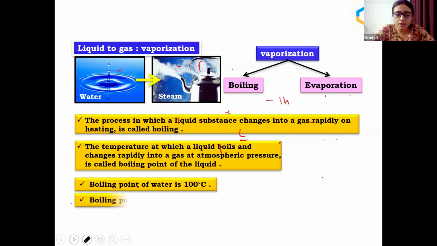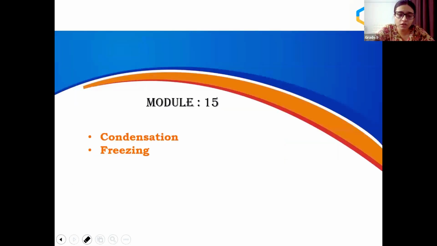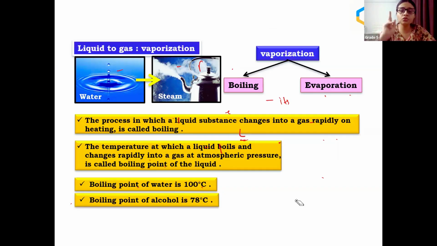Boiling point of water is 100 degrees Celsius. Boiling point of alcohol is 78 degrees Celsius. Now, before this one, we have two things to cover, which is not here. First is latent heat of vaporization. Anybody know about it? Very important from this chapter, latent heat of fusion and latent heat of vaporization.